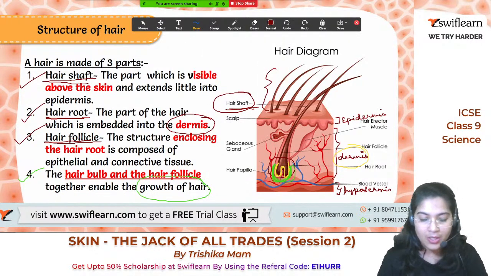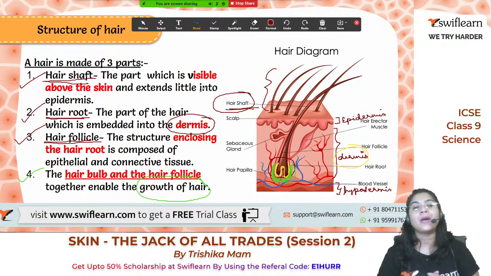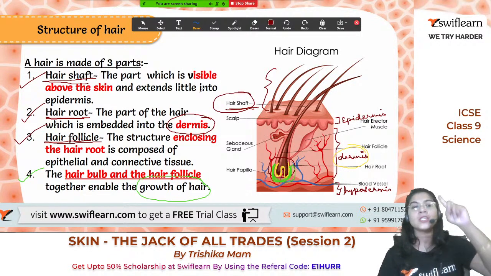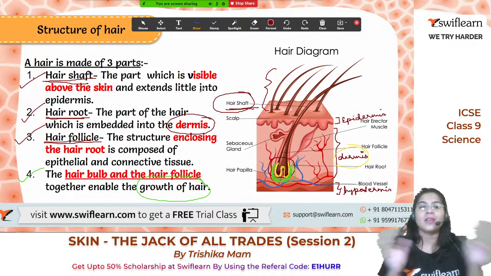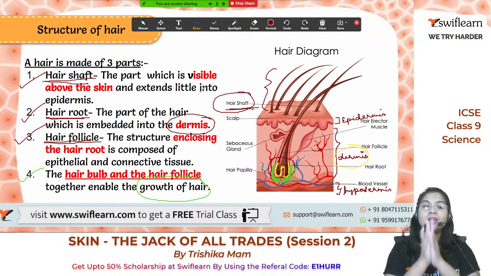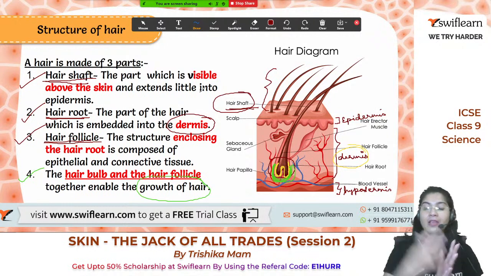Okay, got it. So what are the three main parts? Root, hair shaft, hair follicle, right? And the bulb and the hair follicle together help the hairs to grow.